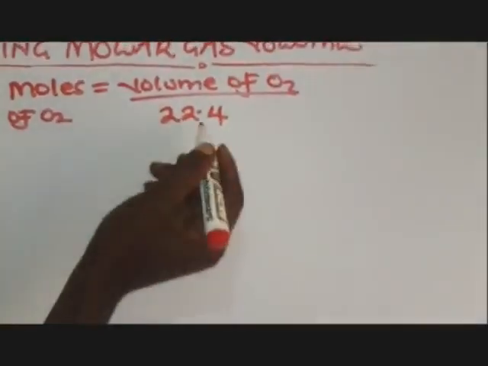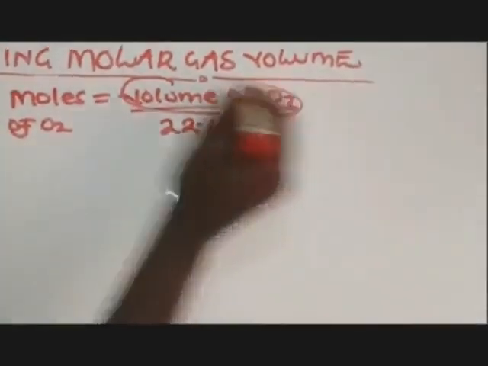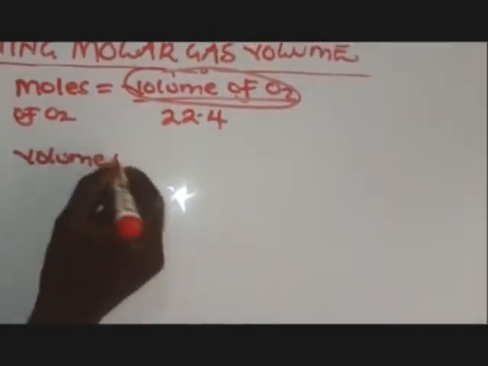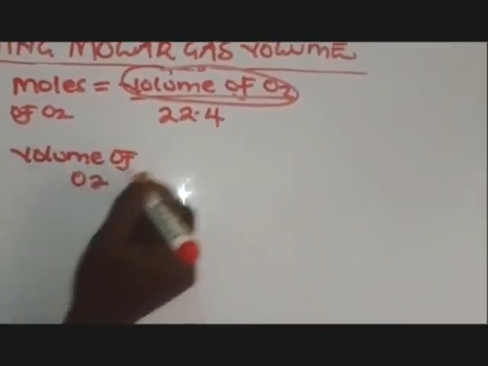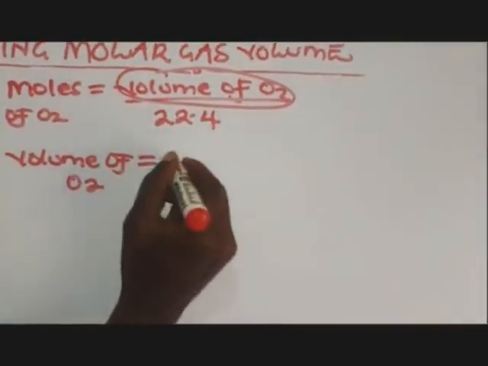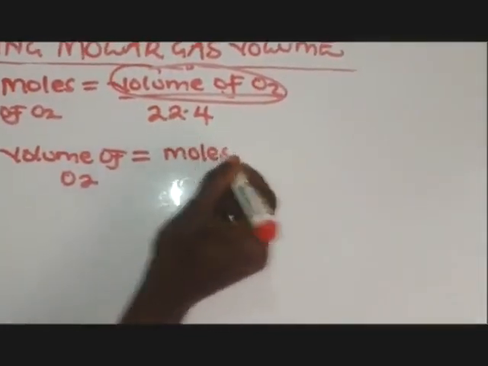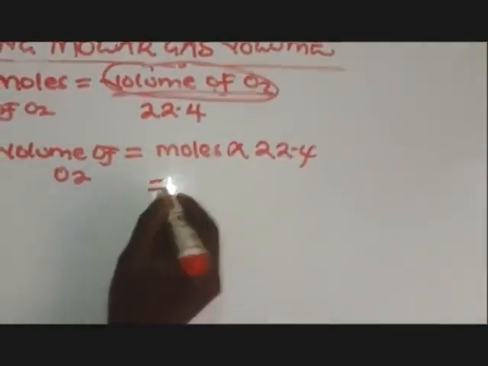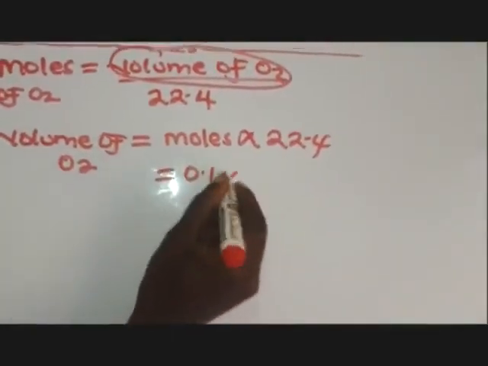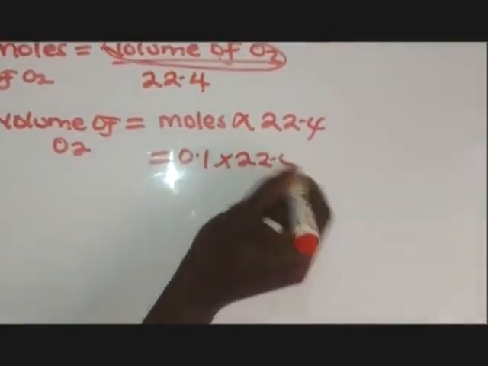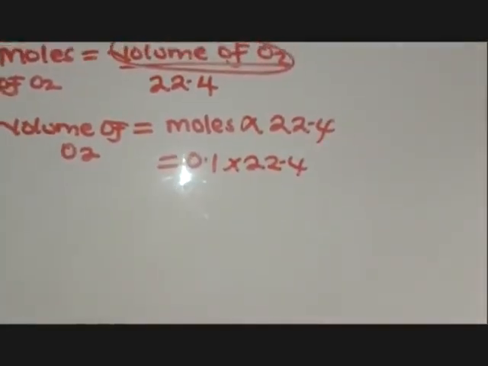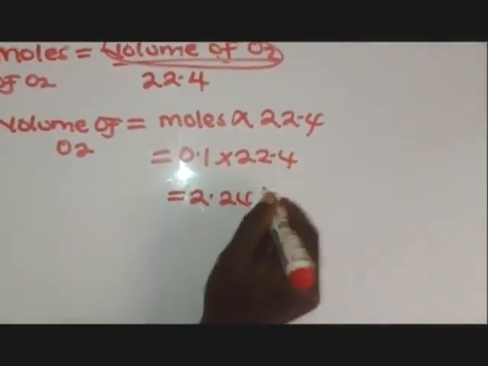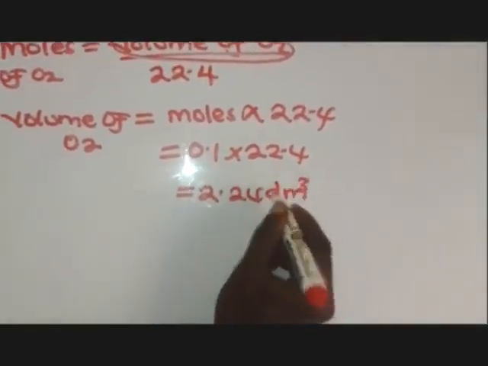Now we are going to make this one the subject. The volume of oxygen which reacted with potassium is equivalent to the moles of oxygen times the molar gas volume, which is 22.4. Now you are going to put in 0.1 times 22.4, and our final answer is going to be 2.24 decimeters cubed.